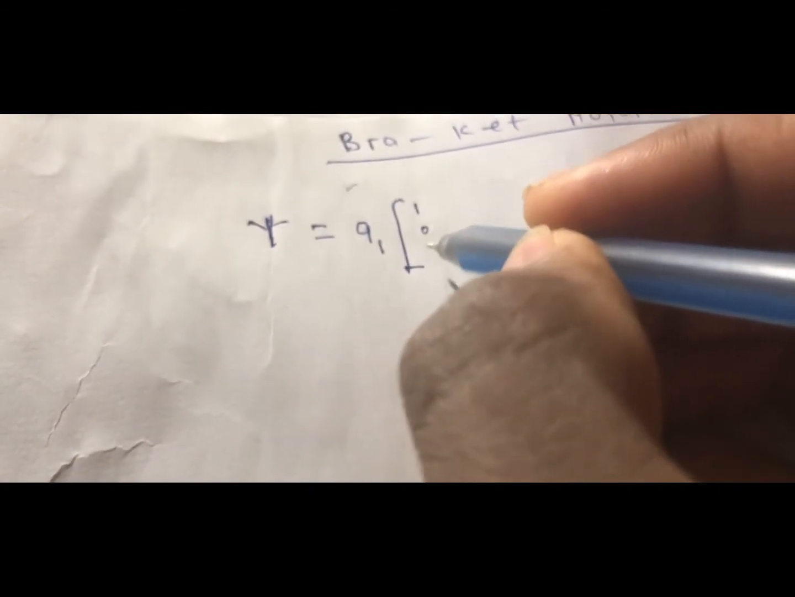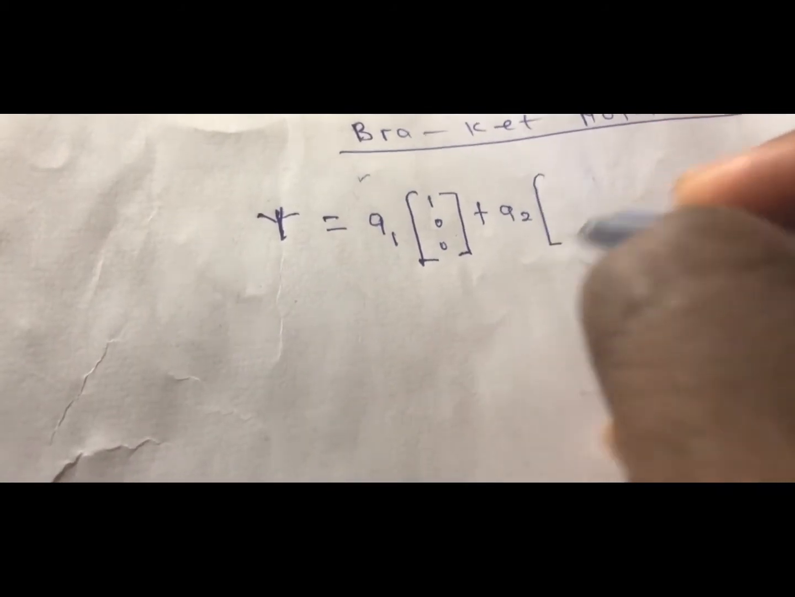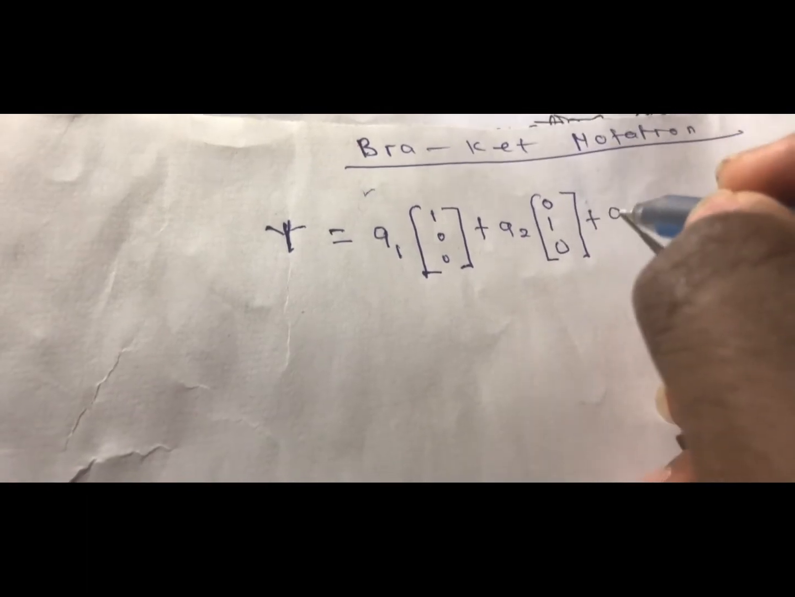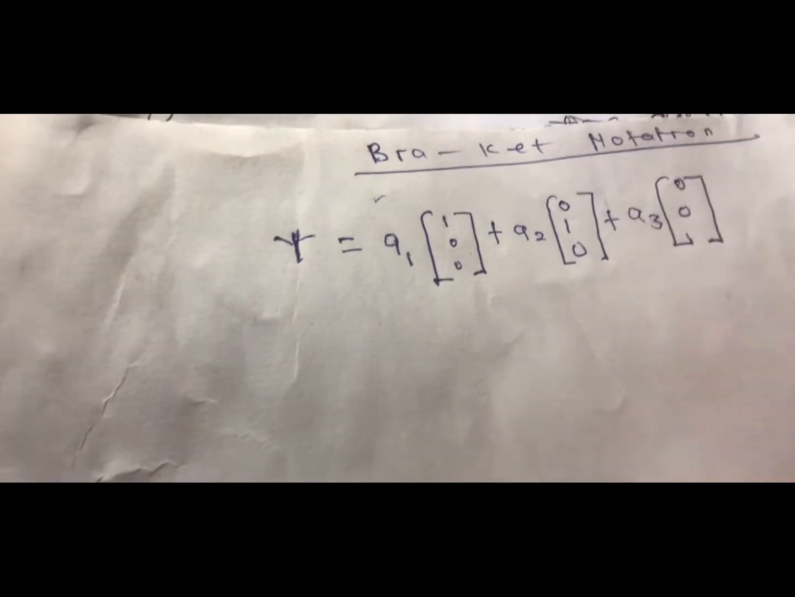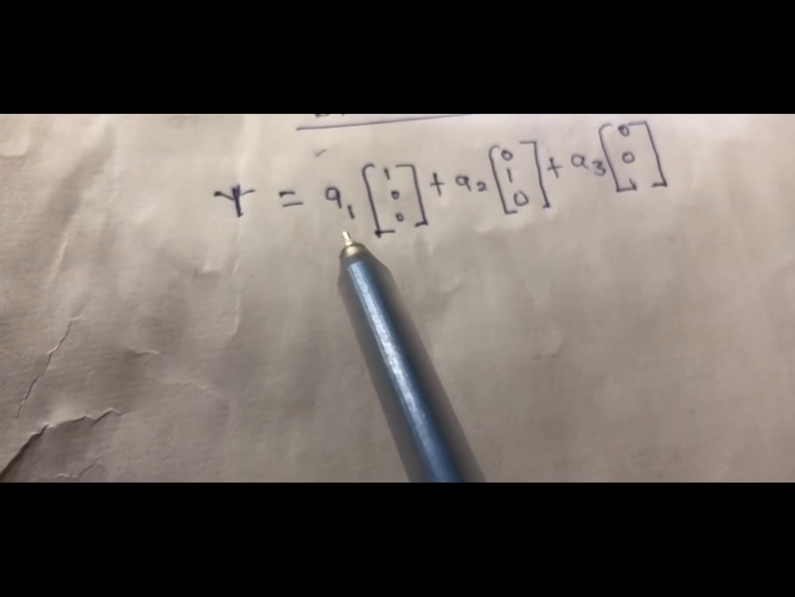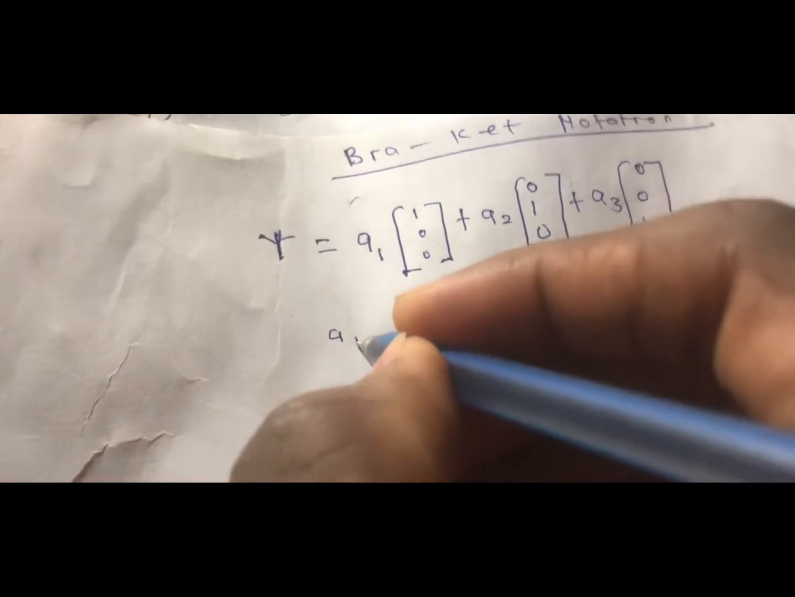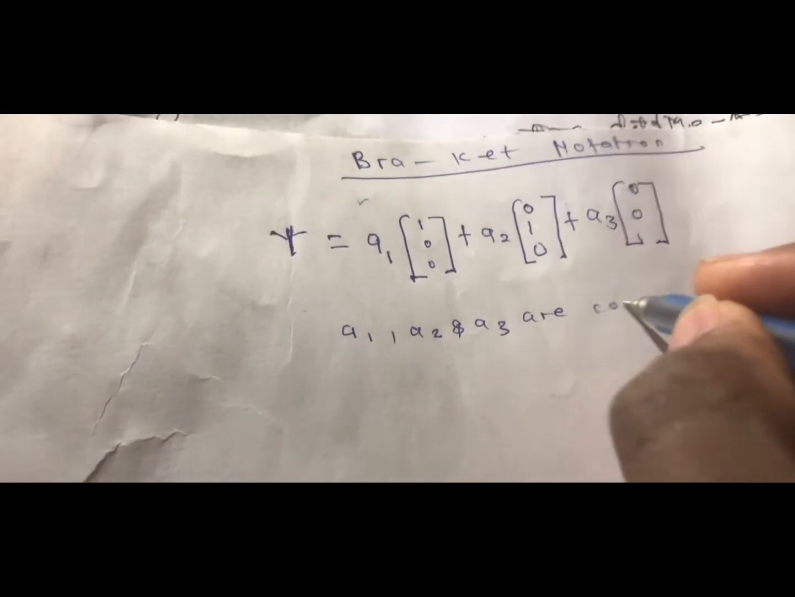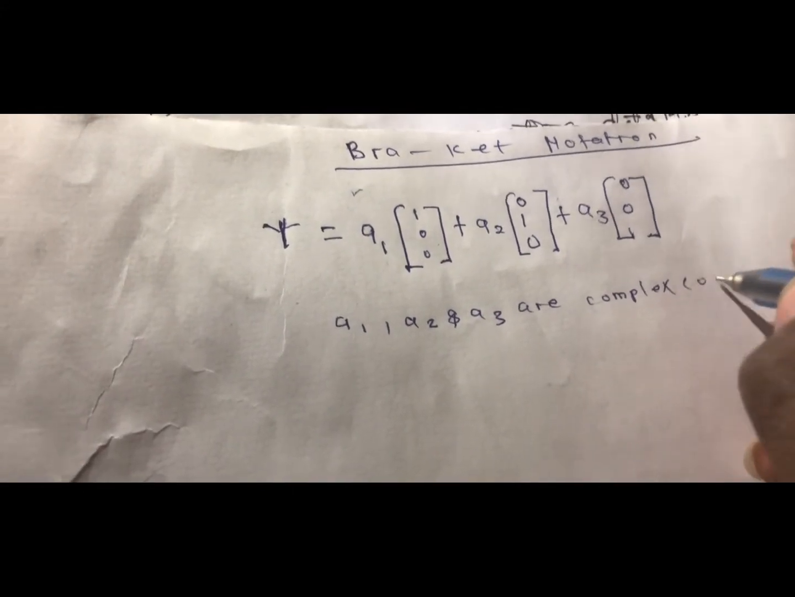A1 times the column vector (1, 0, 0), plus A2 times (0, 1, 0), plus A3 times (0, 0, 1). All of these are coefficients: A1, A2, and A3 are complex coefficients.